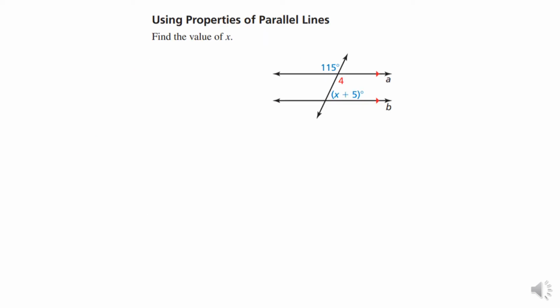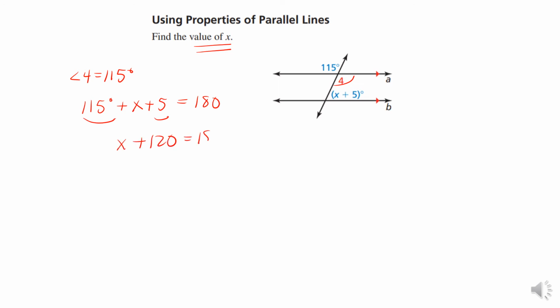Okay, so now we're going to use the properties of parallel lines to find x. So remember, sometimes they'll ask you to find x, sometimes they'll ask you to find the angle measure. So always make sure to find out what they're asking you. Okay, so first I'm going to use vertical angles, and I know that angle 4 equals 115. Then I'm going to say angle 4, which is 115, plus x plus 5 equals 180. So I'm going to combine like terms. I get x plus 120 equals 180.